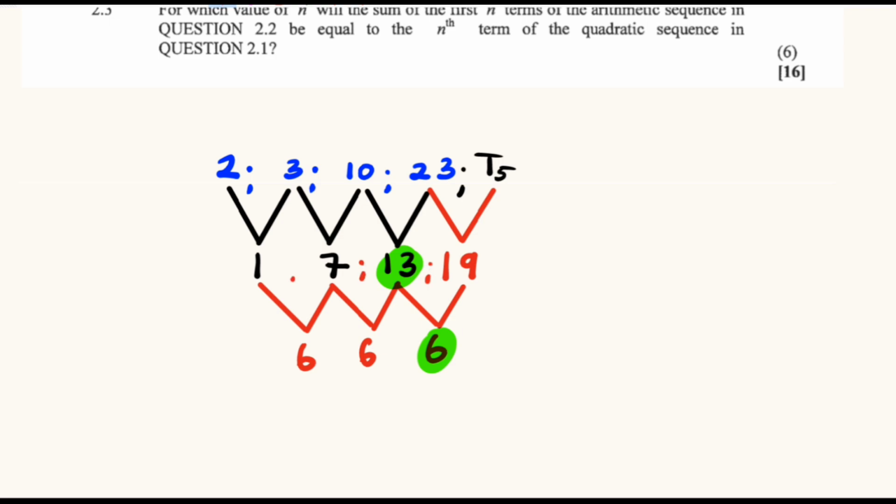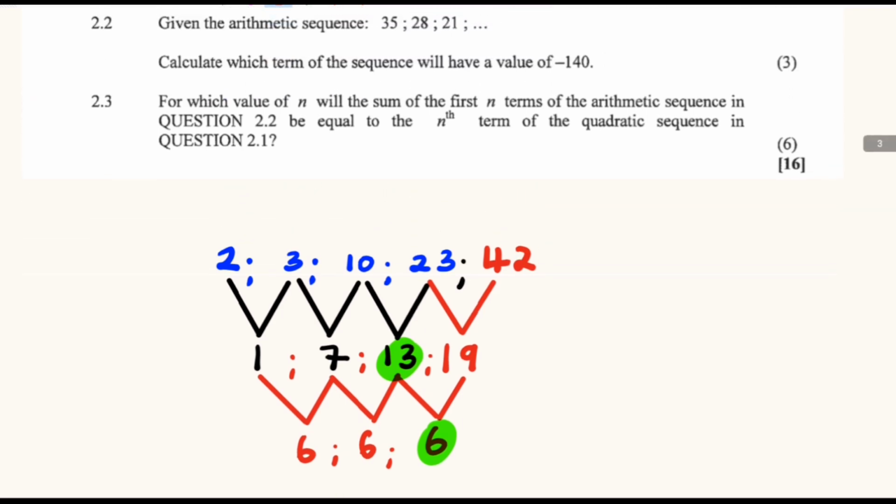And we also realize that the 2 plus the 1 gives us the 3. And the 23 plus the 19 should give us term number 5. 23 plus 19 is equal to 42. So term number 5 is equal to 42. We move on.